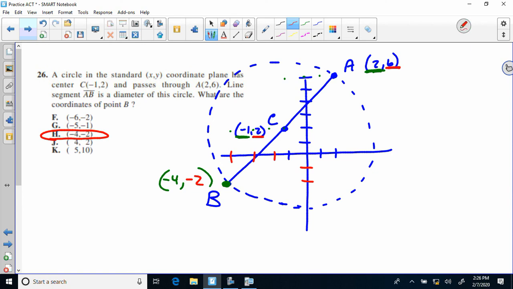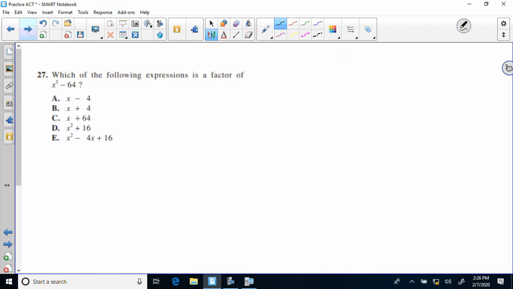Okay. Number 27. Which of the following expressions is a factor of x cubed minus 64? I will show you a couple ways to do this. The first way is, if you remember a formula, which most people only memorize for their test and forget the next day. And so this is probably not the way to approach this unless you're somebody who retains formulas really well in your head.